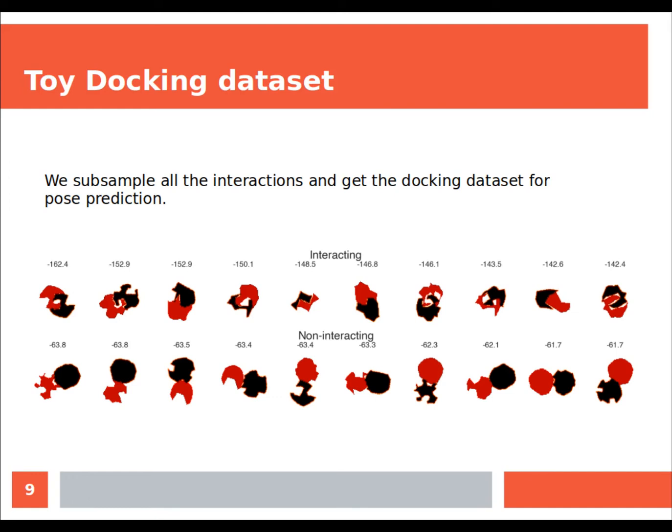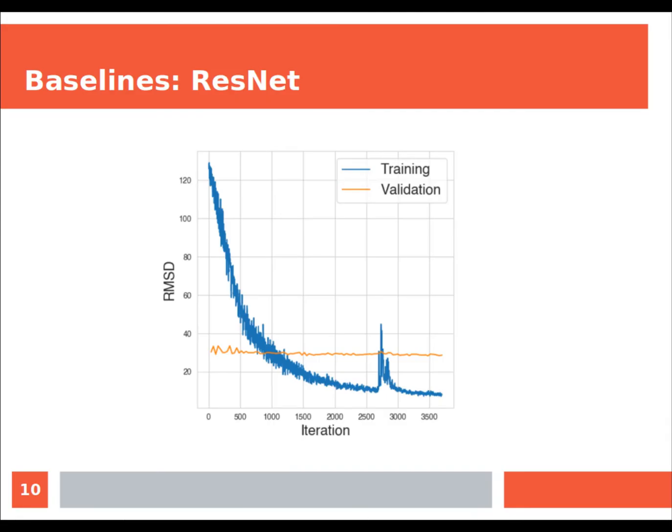The goal of a learning algorithm then is to predict a new translation and rotation for a novel pair of shapes not seen in the training dataset. We provide several baseline algorithms for this data. ResNet baseline attempts to learn direct mapping between the pair of images to the translation and rotation of the ligands using ResNet 18 model. The training curve shown in the figure shows that this model cannot learn such mapping.